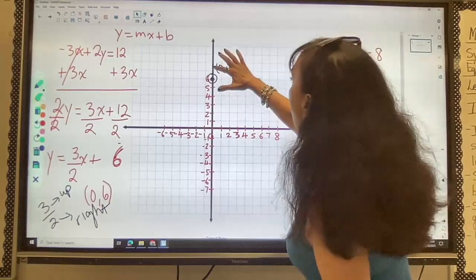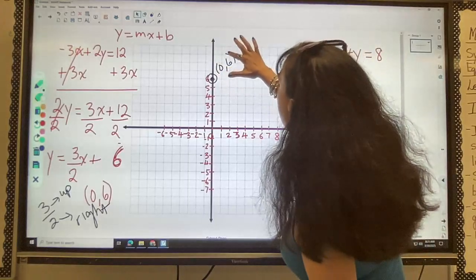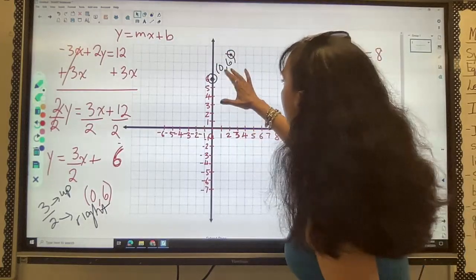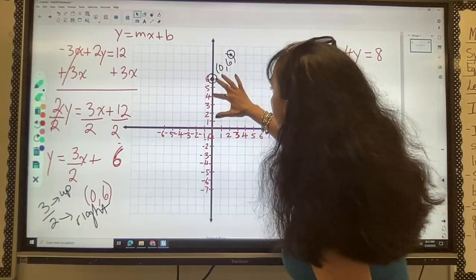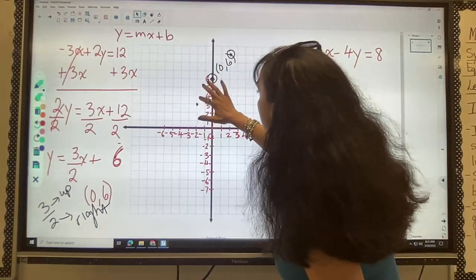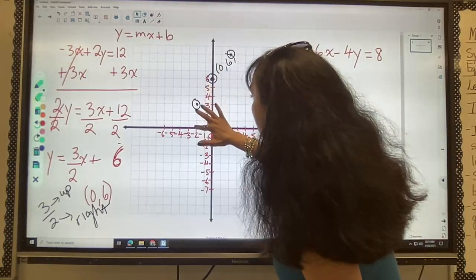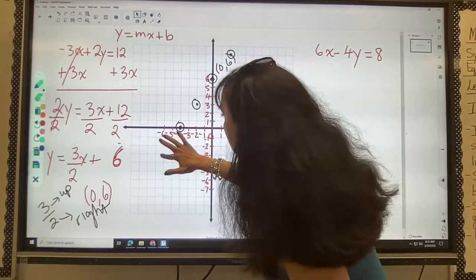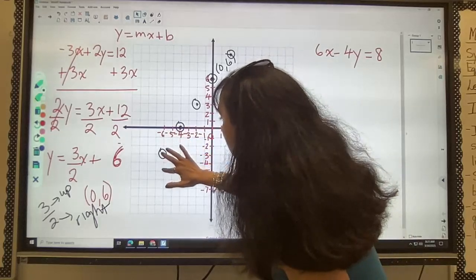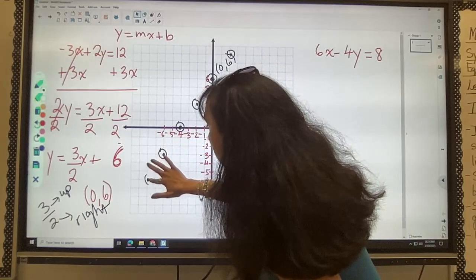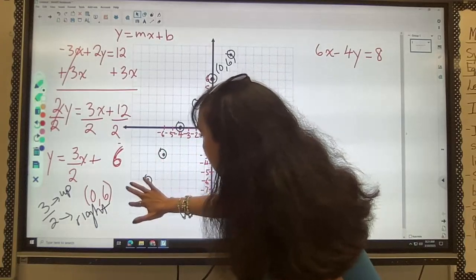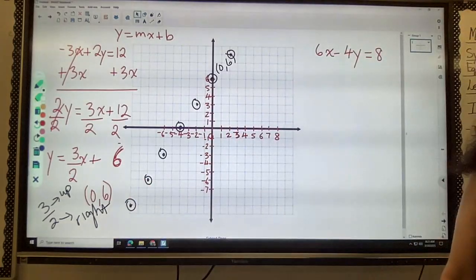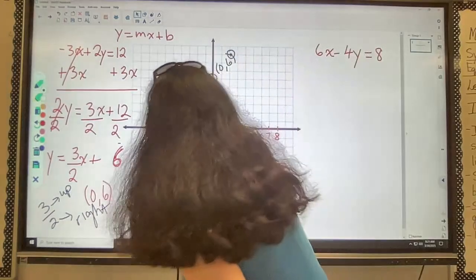So 1, 2, 3, 1, 2. Here's the next one, right? And then if I'm going downwards, it'll be 1, 2, 3, 1, 2, and I keep repeating that pattern. All right, and so this is my line.